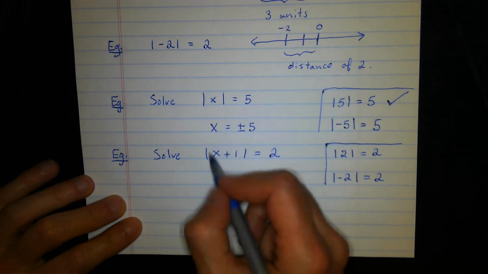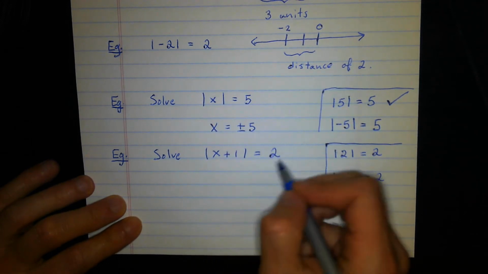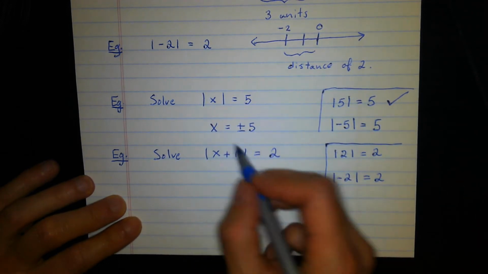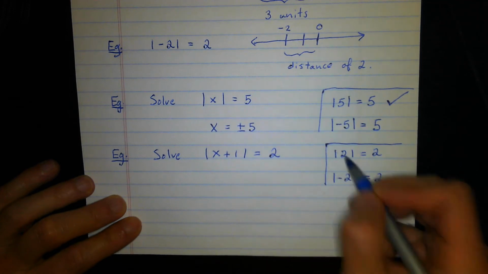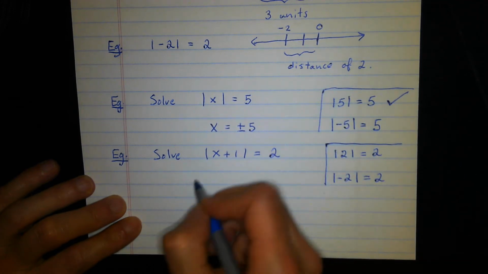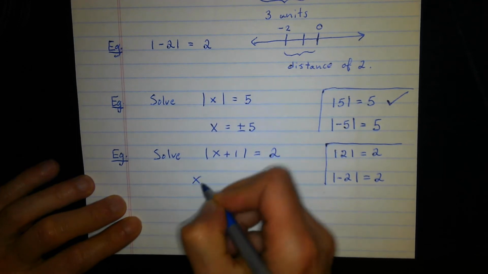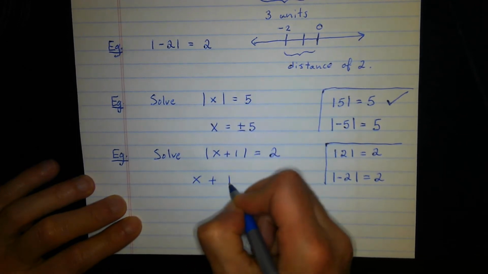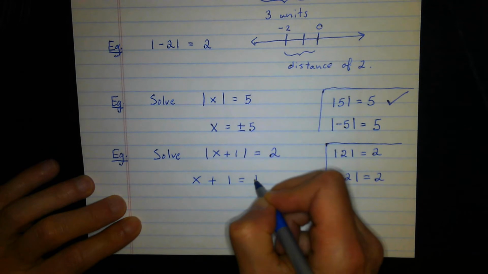Okay, so let's try this out. So all you need to do is set the inside equal to plus or minus the outside. And that's because I want the inside to equal plus 2 and minus 2. Okay, so I'm just going to say x plus 1 equals plus or minus 2.